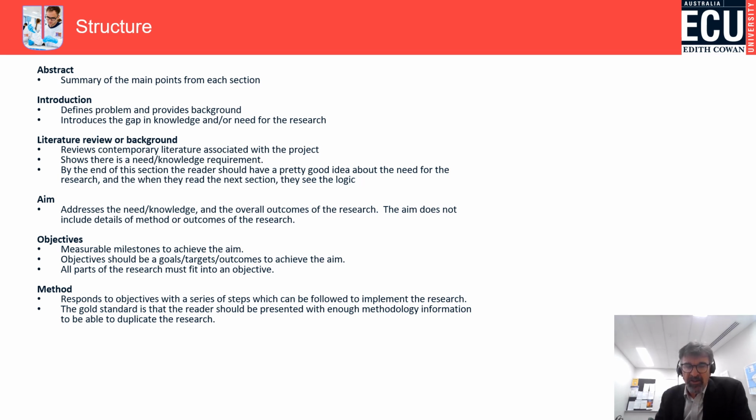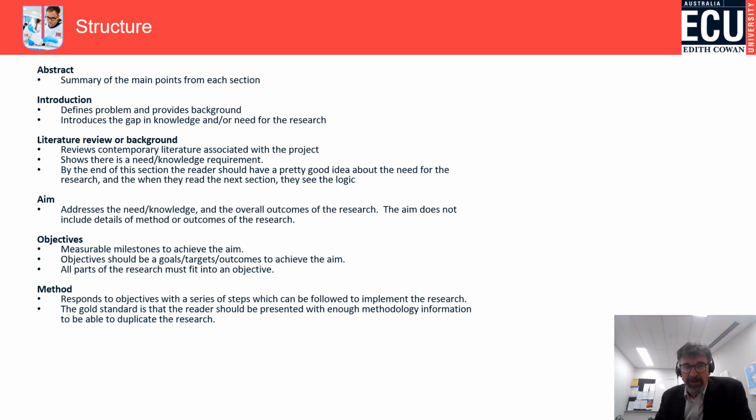Now, the objectives are the milestones that we're going to use to achieve the aim. Everything that we do in the project is going to be described by our objectives. Nothing can be done in the research that doesn't fit into the objectives. So there's usually say 3, sometimes 4 objectives for each aim, and they are the series of measurable milestones to achieve the aim.